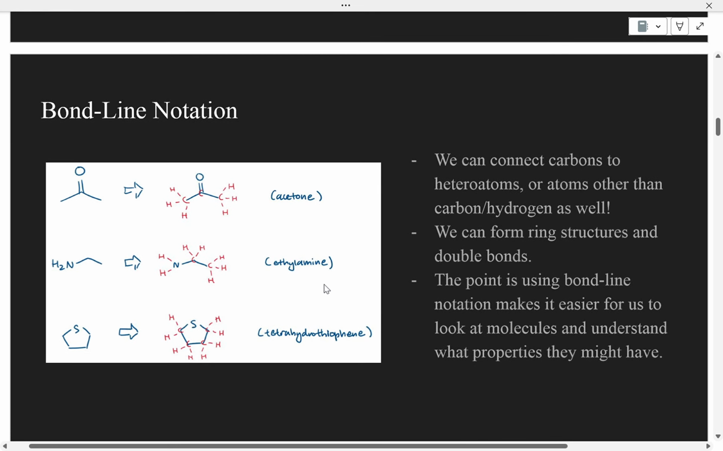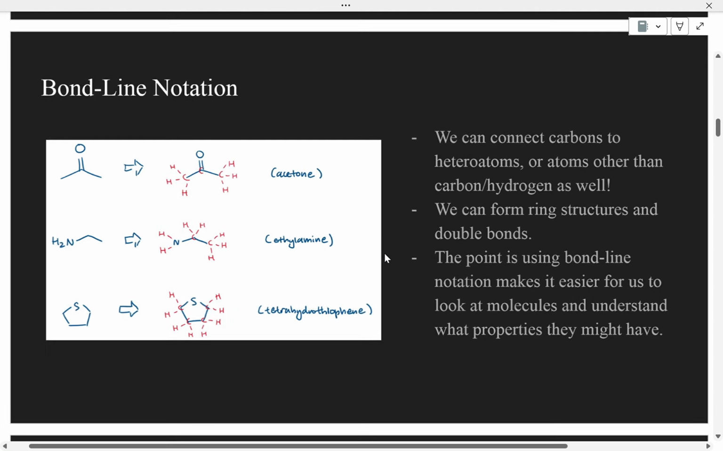Alright, so we can connect carbons to different atoms that aren't carbon, which are called heteroatoms as well. And then there's a lot of different things we can do. We can form rings, double bonds, triple bonds sometimes. So I just wanted to show all the different types of molecules that you can form here using the bond line formula, the bond line notation. And basically, as you can see, all the hydrogens here aren't drawn in, but they do exist. It makes it a lot simpler to draw.